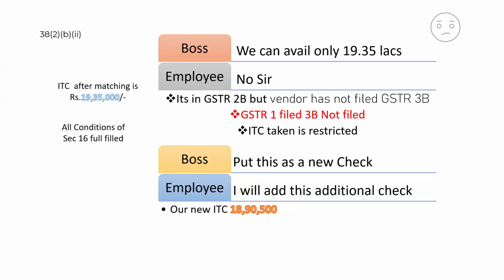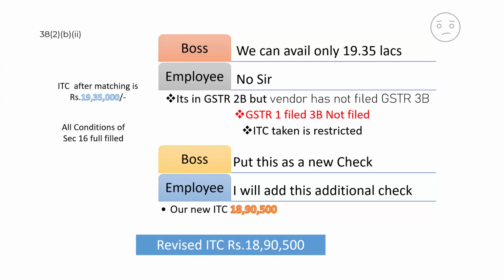So the next condition is default in payment of taxes by the supplier. What happens if there is a default by the supplier? For example, it's in our GSTR 2B or IMS statement, but the vendor has not filed his GSTR 3B. If the 3B is not filed by the supplier, then again I will not be able to avail the ITC to that extent, and ITC is restricted.